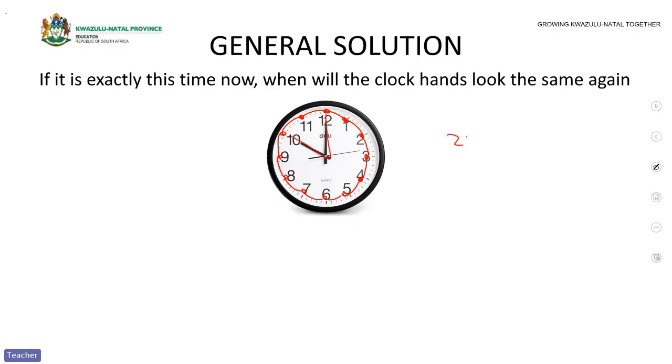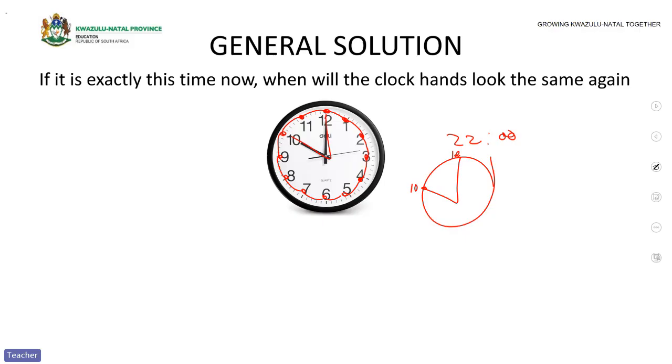So when it is 22 hours, the clock hands will look exactly the same as they are looking right now. So you can see that it took 12 hours for the clock hands to return to their position and look the same as they are right now.